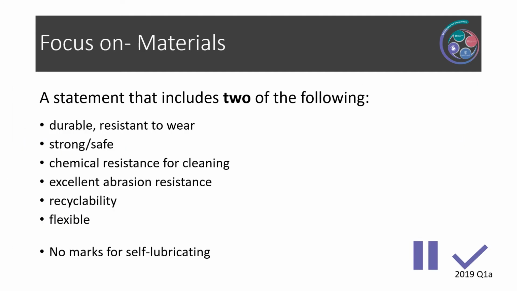Let's look at the marking instructions for nylon now. To get 2 marks, you need to have said 2 of the following things. It is durable or resistant to wear. It is strong or safe and will hold the weight of the user. It has good chemical resistance for ease of cleaning. It has excellent abrasion resistance, so it won't rip, tear or fray. It is easily recyclable, and it is flexible and will mould to the shape of the user.